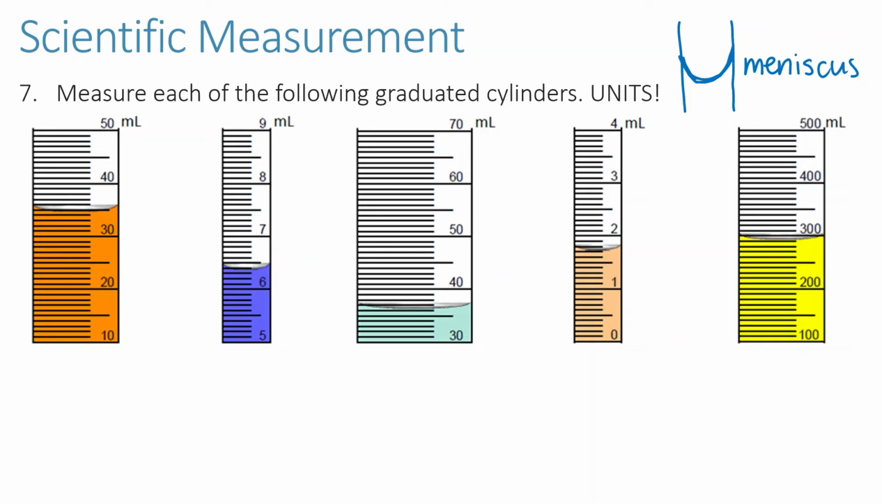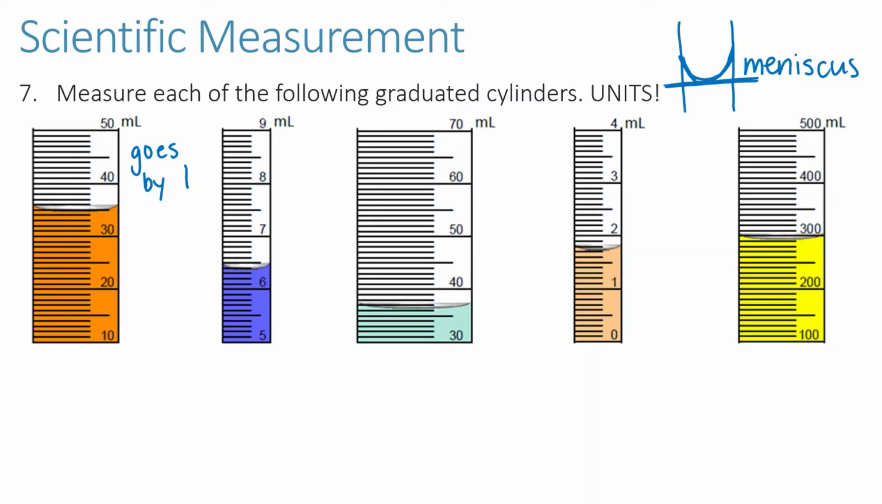Whenever we measure volume with a graduated cylinder, we want to measure the bottom of the curve, the bottom of the meniscus. Let's start by looking at this first one. First we want to figure out what the increments are on this graduated cylinder. This mark is 20 and this mark is 30, so this must be 21, 22, 23, etc. So this goes by 1. So we know the ones place for this measurement.